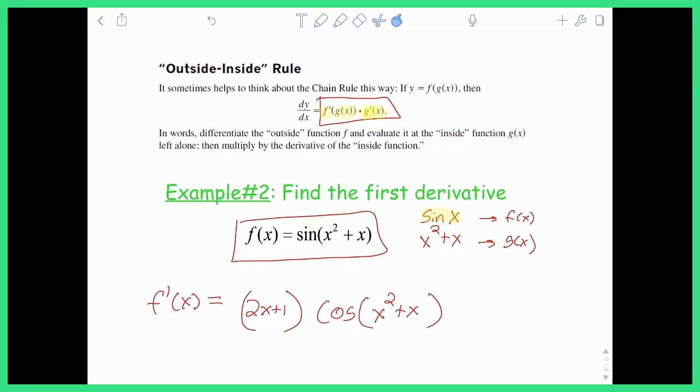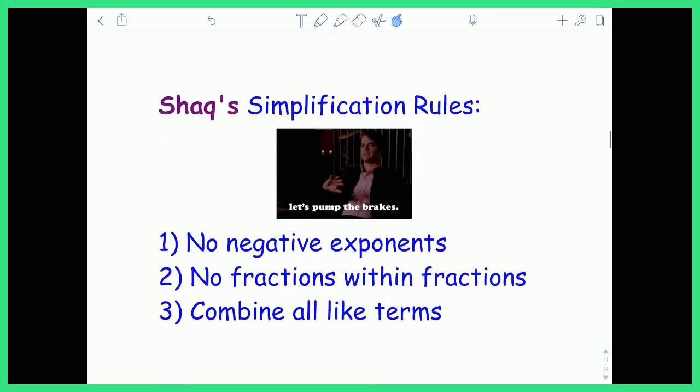So one thing to consider is how far you have to simplify these derivatives. So I present Shaq's simplification rules. Don't go crazy here. Let's pump the brakes. You don't need to simplify these things an insane amount. Here are the Shaq simplification rules.